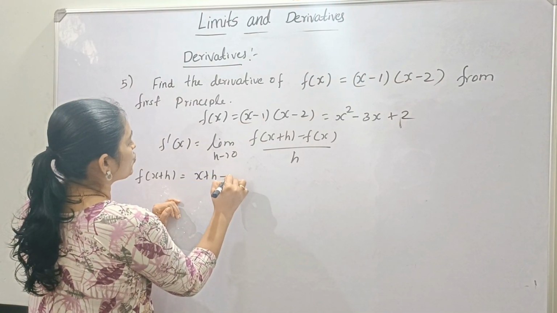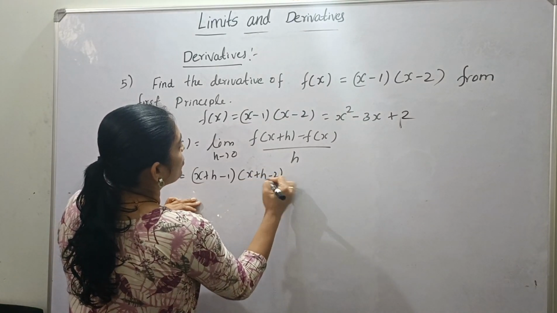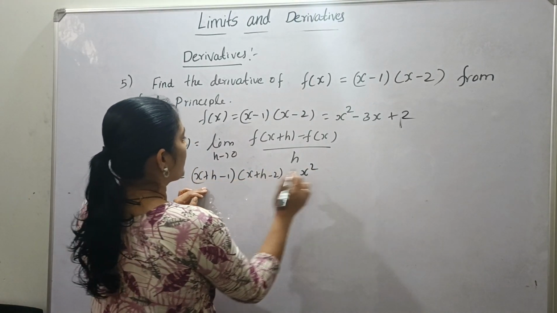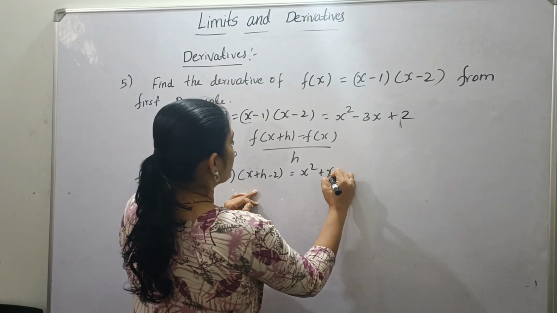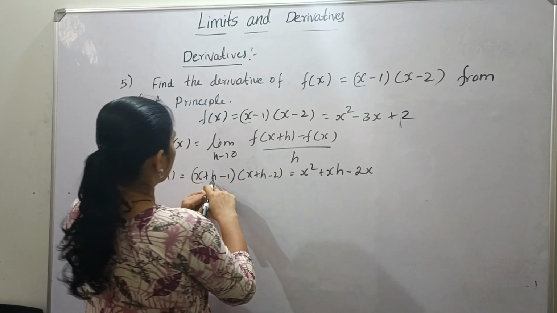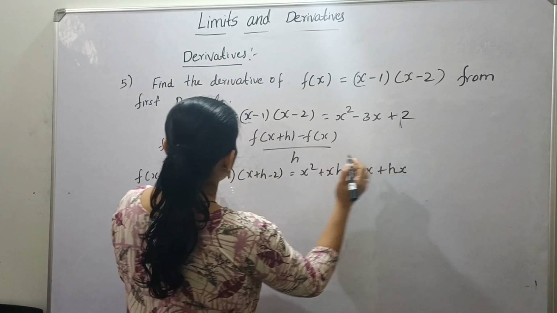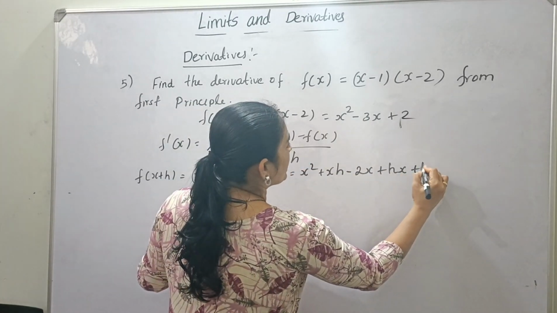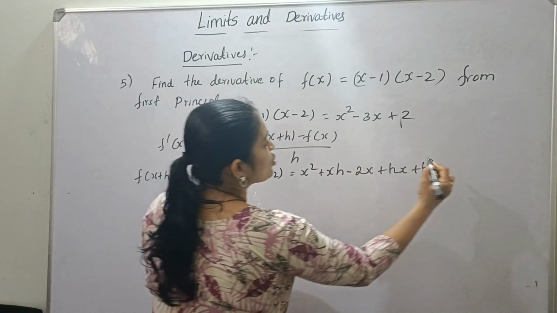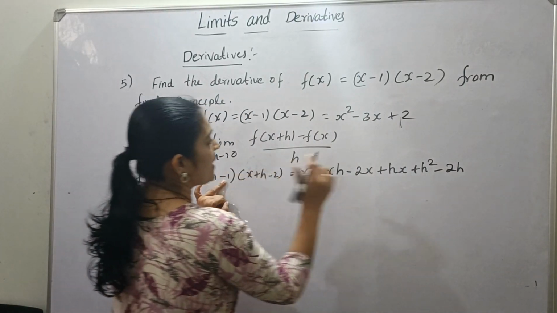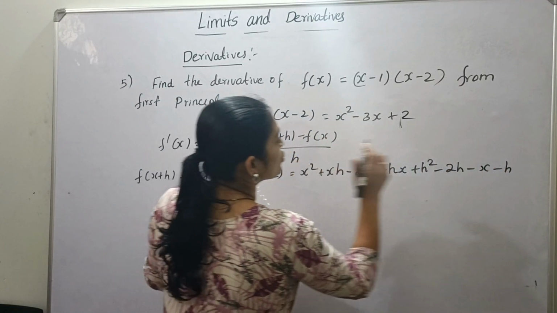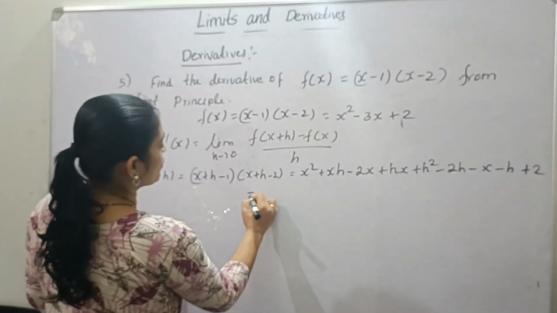So x plus h minus 1 into x plus h minus 2, that is equal to, let us multiply 1 by 1, expand this: x square plus x into h, xh, here x into minus 2, minus 2x, okay, then h into x, plus hx, then h into h, h square, next h into minus 2, minus 2h, then minus 1 into x, minus x, minus 1 into h, minus h, minus 1 into minus 2, plus 2.